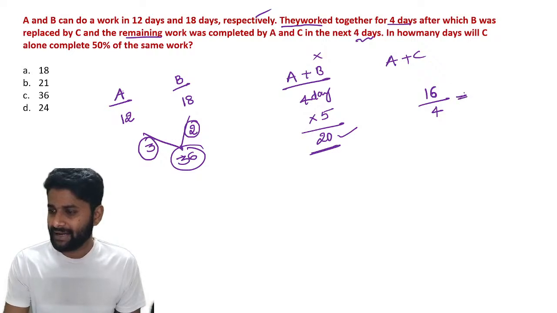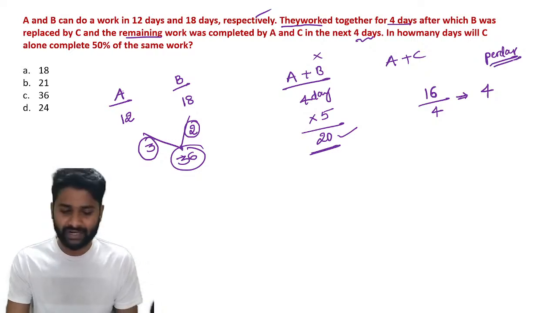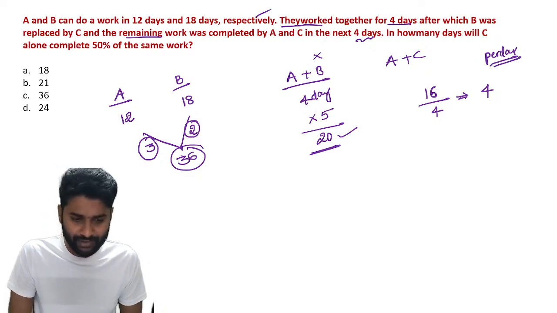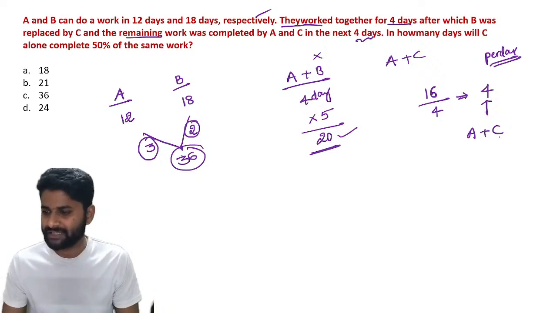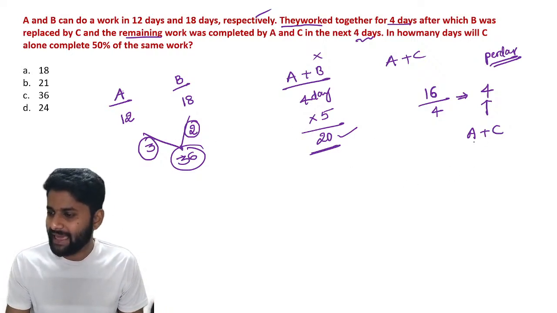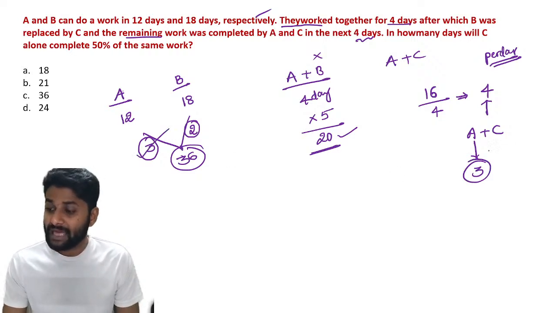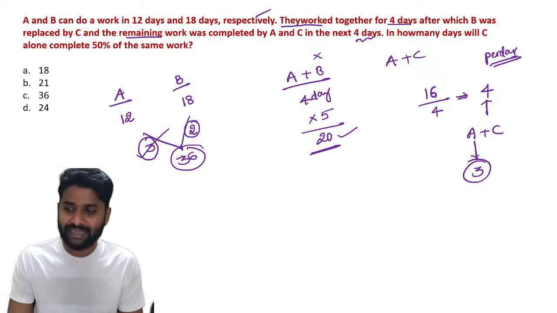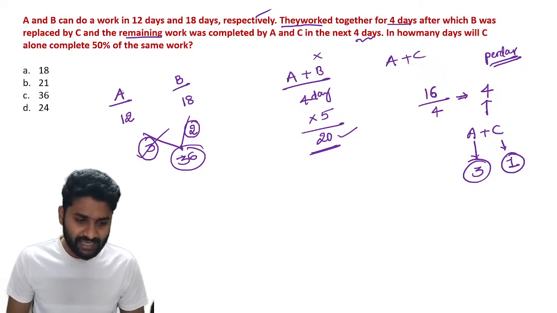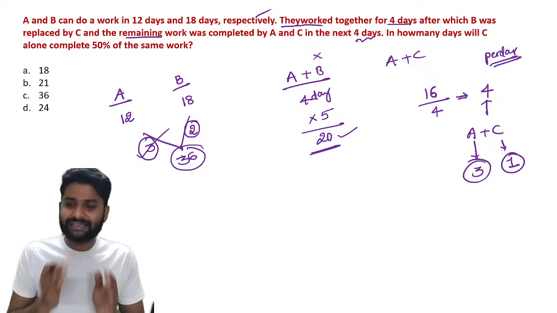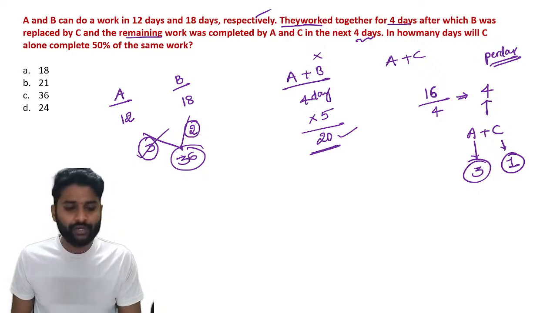It means per day, A and C together complete 4 units, so the whole work is completed in the next 4 days. So the per day efficiency of A and C is 4 units. And you already know that A's efficiency is 3 units. If A and C together is 4 units and A is 3 units, definitely C's efficiency is 1 unit.